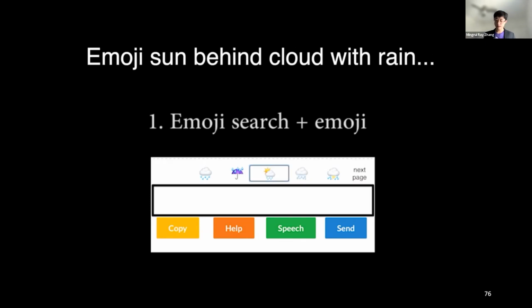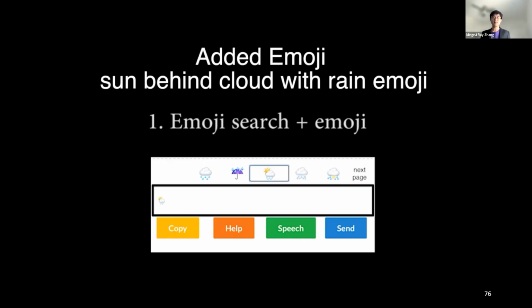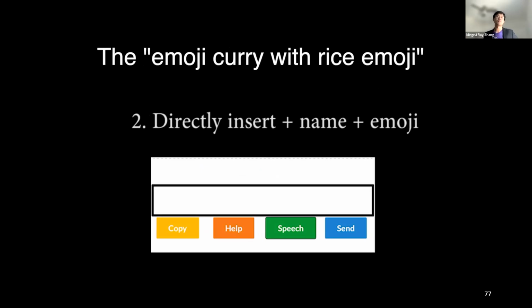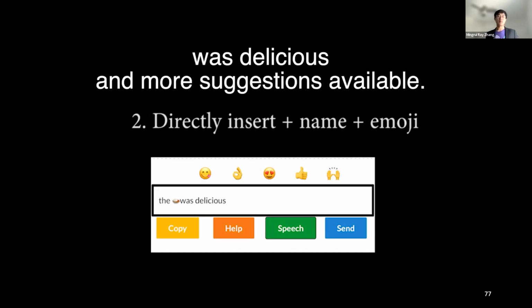"Emoji sun behind cloud with rain emoji added." To add emojis directly into the text, you can also say the emoji keyword after the description. For example, if you say "the curry rice emoji was delicious," it will return something like this. "The curry and rice emoji was delicious. Emoji suggestions available." And there are also relevant emoji suggestions for you.